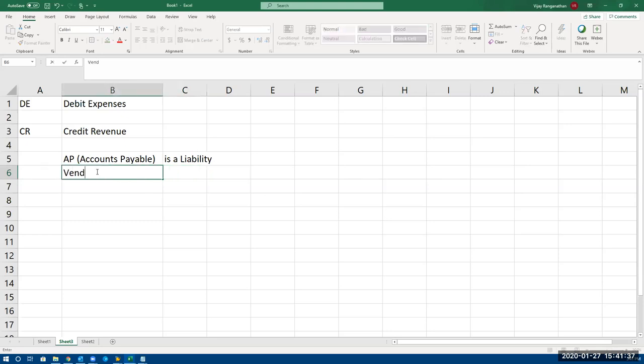So this is also called vendor. So this is always credit. Vendor is always credit. Accounts payable is vendor, and accounts payable is liability, right? So any liability is always a credit. How do you remember vendor is always a credit? How do you know vendor is a credit?